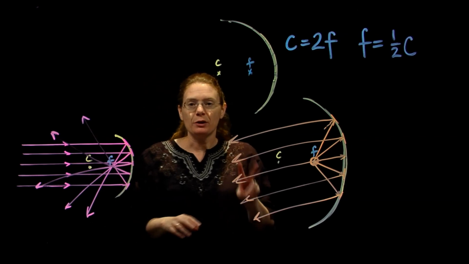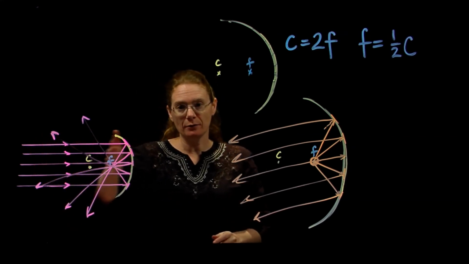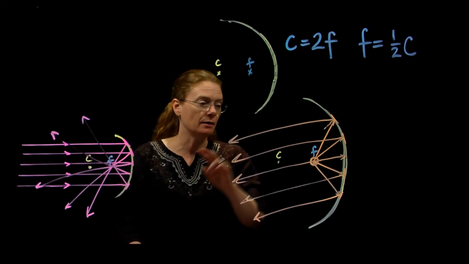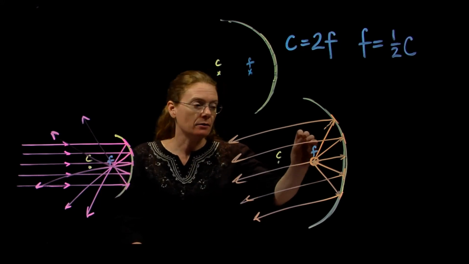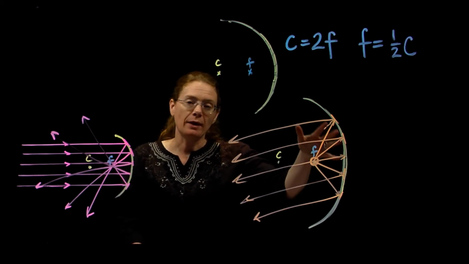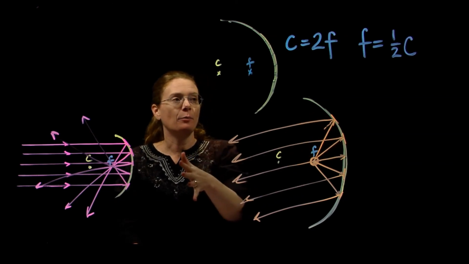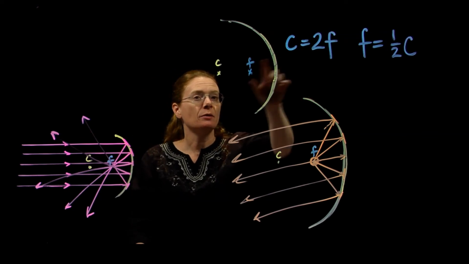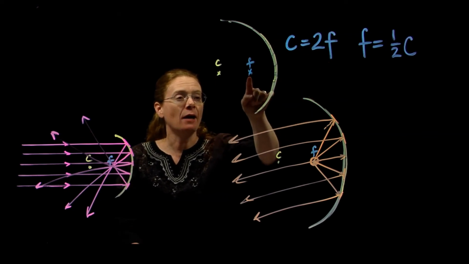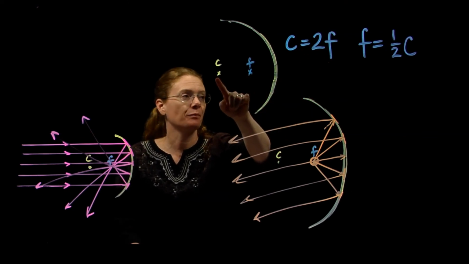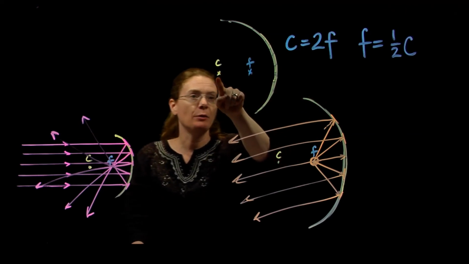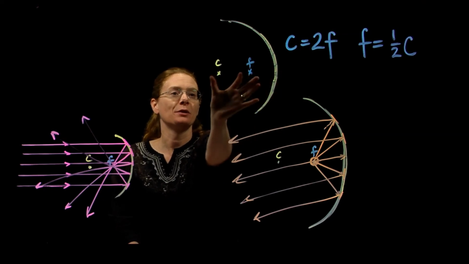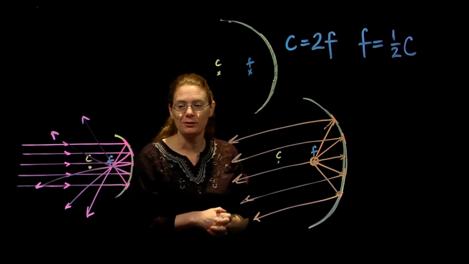So the two definitions for focal length: parallel rays of light coming in all meet at the focal point. And the second, for an object placed at the focal point, all the rays that leave the mirror leave parallel to each other. And with the numbers, the focal length is half of the center of curvature, or the center of curvature of the mirror, how round it is, is double your focal length. So that's a real quick introduction to focal length.